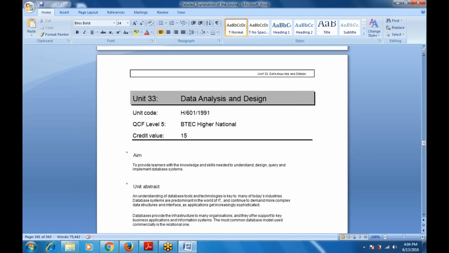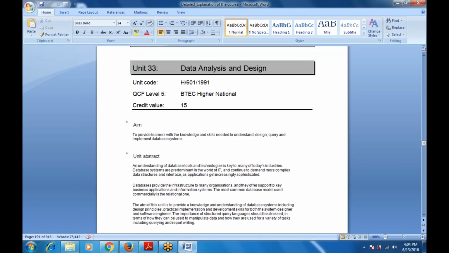What is the main aim? This is to provide the learners with the knowledge and the skills that are used to understand, design, query, and implement the database system. That means this module basically works on database systems. We have already done the database management system module. This is related to that module only. That is how to build the database, how to design the database, what is the query for the database, and how to implement the database system. So one is understand, then design, query, and implementing the database systems.